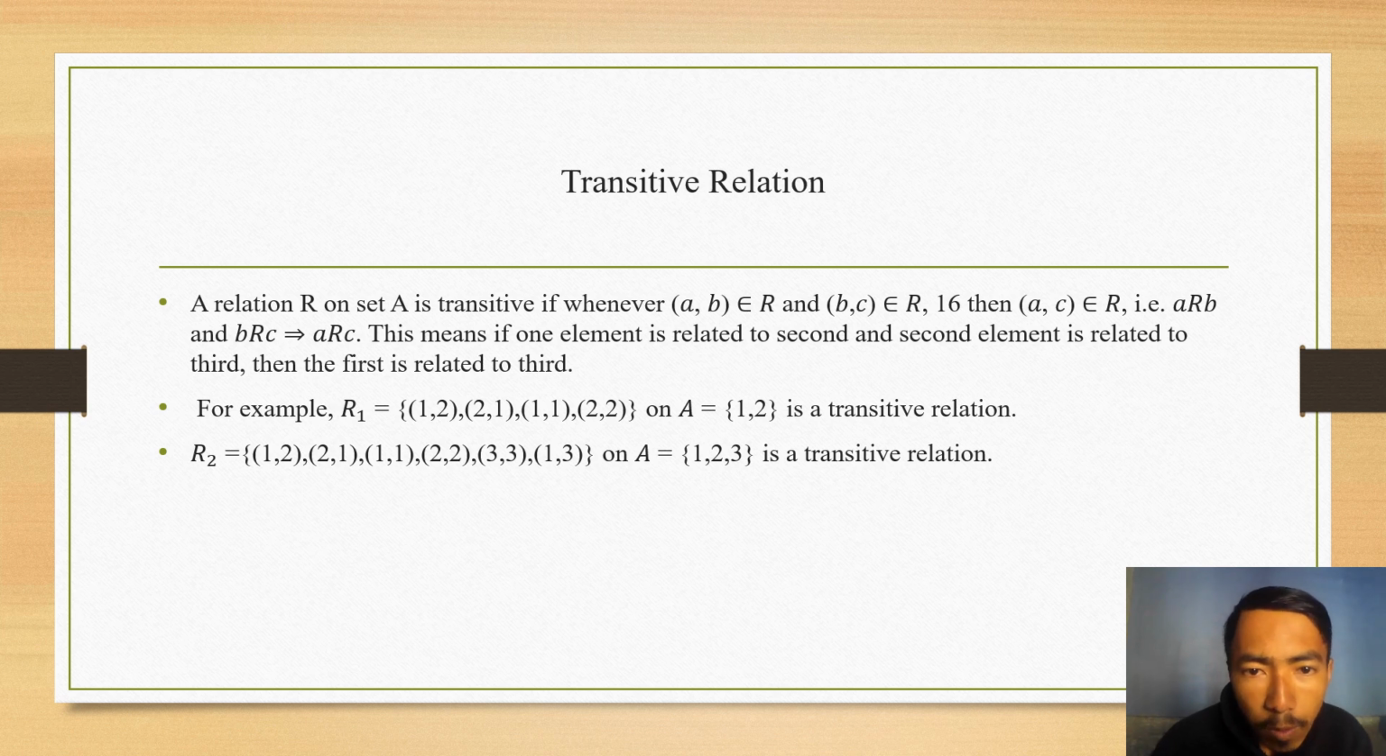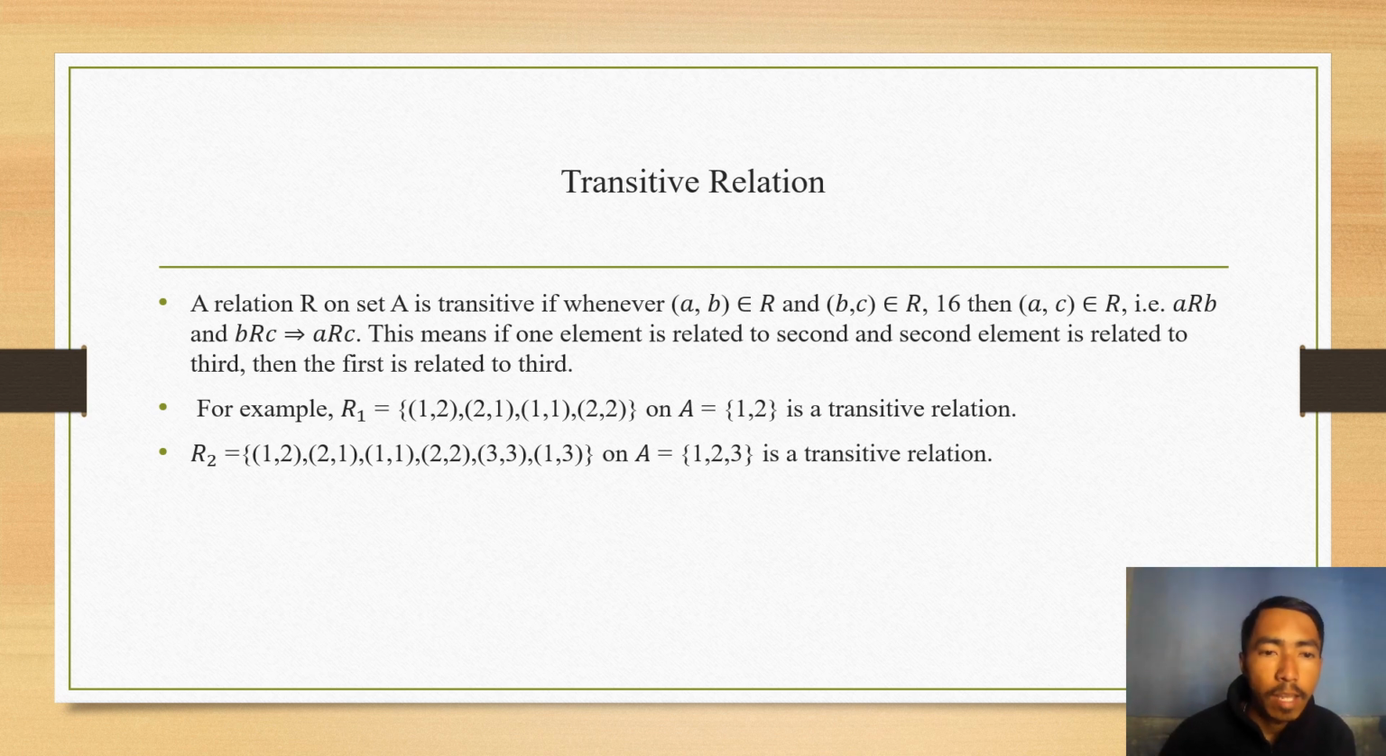Then another property is the transitive relation. A relation R on a set A is transitive if whenever (a, b) belongs to R and (b, c) belongs to R, then (a, c) belongs to R. That is, aRb and bRc tend to aRc. This means if one element is related to a second and the second element is related to a third, then the first is related to the third. That is a transitive relation.